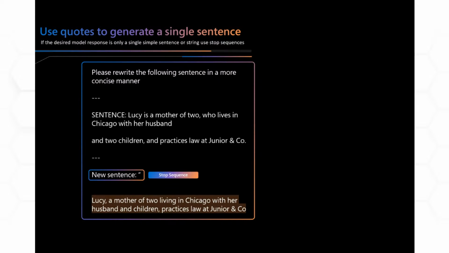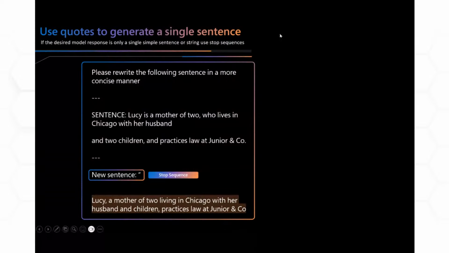You know how models sometimes start with some description, like in this case, if we tell it, please rewrite the following sentence in a more concise manner, and the sentence is, Lucy is a mother of two who lives in Chicago with her husband and two children and practices law at Junior and Co. Well, it might say, here is your summary for the sentence, and then start giving the sentence. But if we start with new sentence and quote, that way, it just gives us Lucy, a mother of two living in Chicago with her husband and children, practices law at Junior and Co. That way, we control the output of the model.